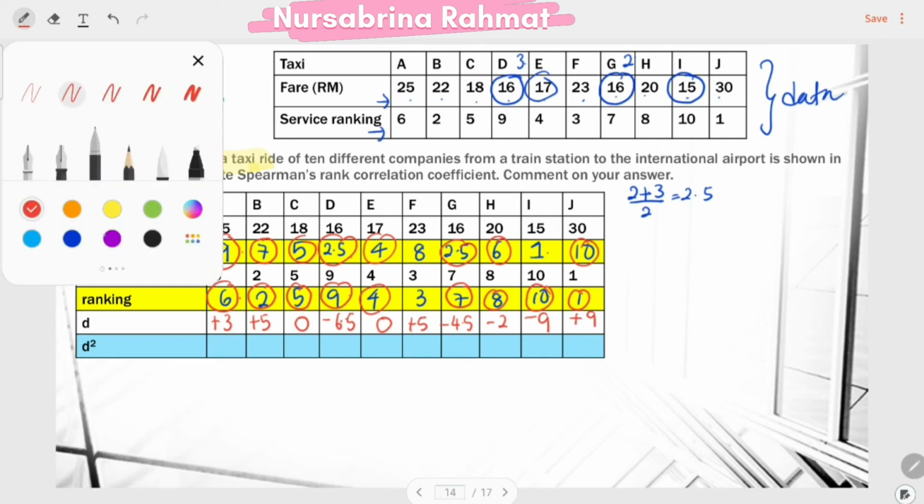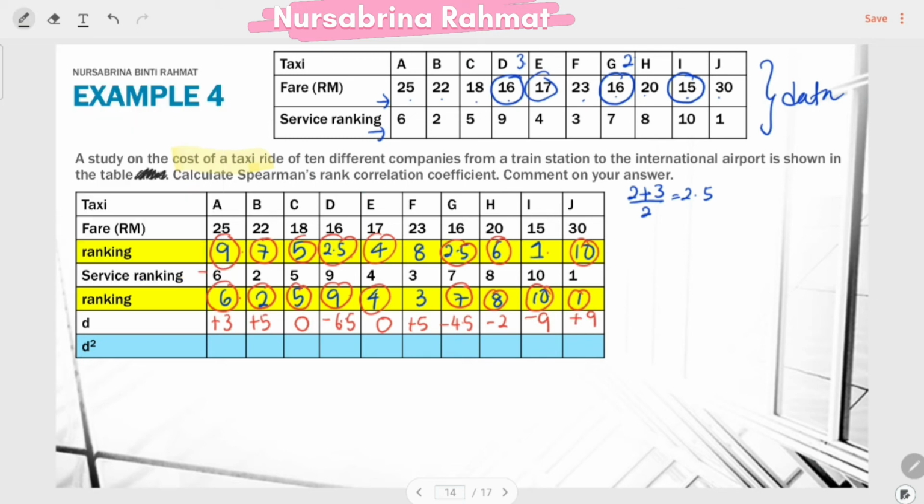Next, you need to square all of these D. So positive 3 squared becomes 9. Positive 5 squared becomes 25. 0 squared becomes 0. Negative 6.5 squared becomes 42.25. 0. Square of 5 is 25. Square of negative 4.5 becomes 20.25.